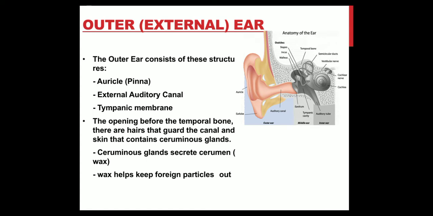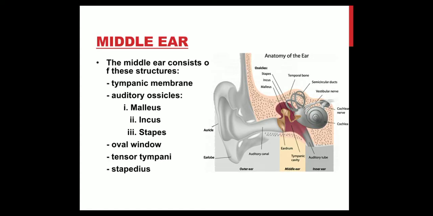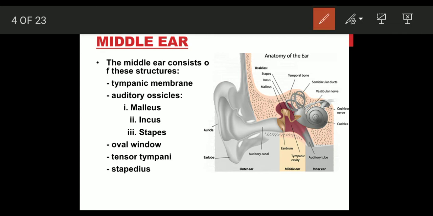Now let's move on and discuss the middle ear. This part is the middle ear. The air filled space in the ear is called the middle ear. The middle ear consists of these structures: the tympanic membrane, also called the eardrum, which we have already discussed, and the auditory ossicles: malleus, incus, and stapes.